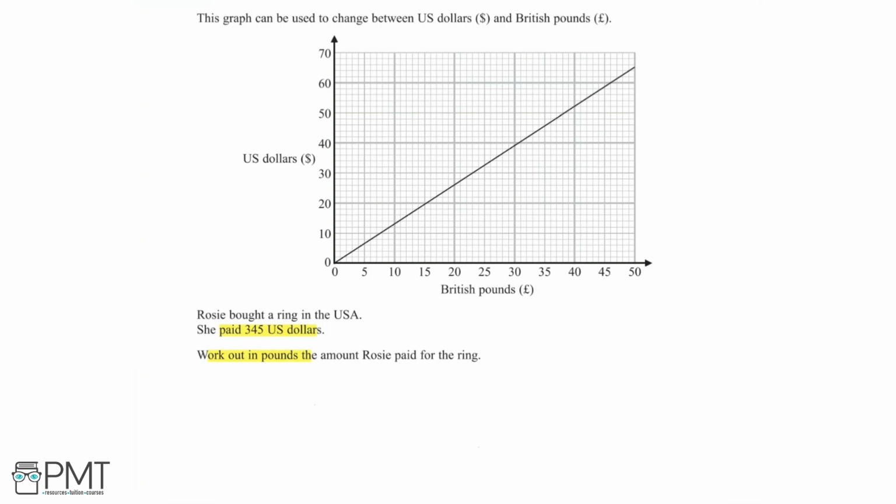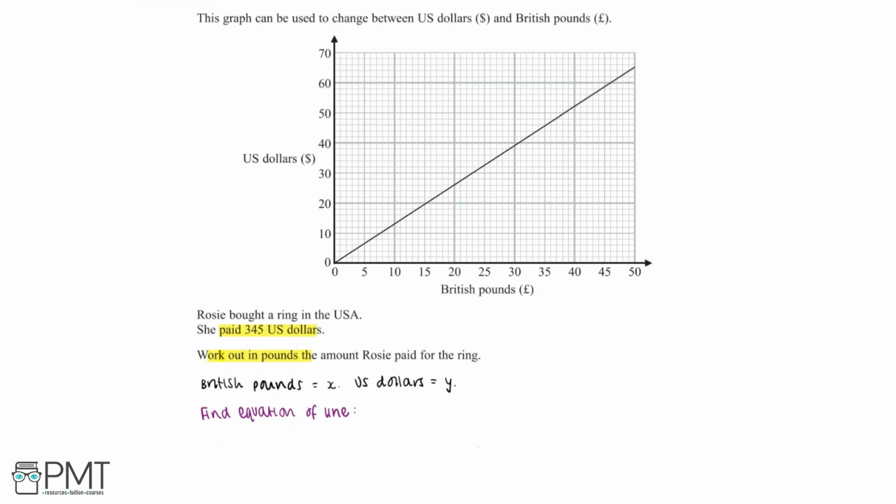Using our graph, we can see that we have British pounds on the x-axis and US dollars on the y-axis. And so let's say that British pounds is equal to x and US dollars is equal to y. Now to begin to answer this question, we can find the equation of the line.